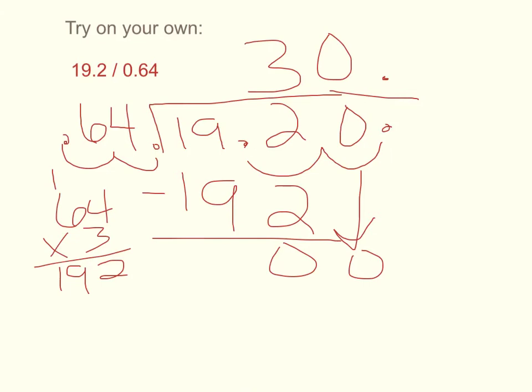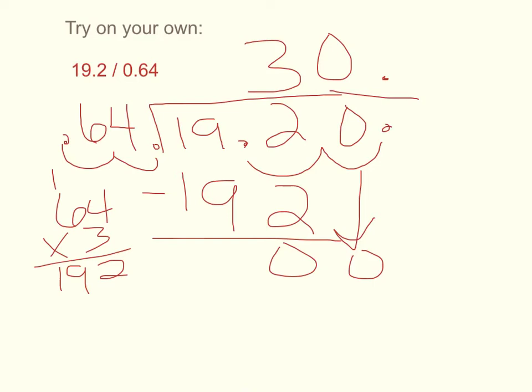After setting up our problem, we find that we have to move back our decimal point 2 places to the right. In order to move it 2 places to the right in 19.2, we have to add a 0 on the end of it. When we move it back 2 places to the right, we've now turned our problem into 64 going into 1920.